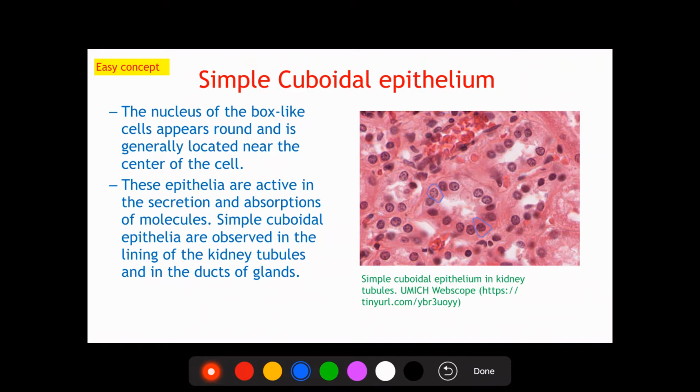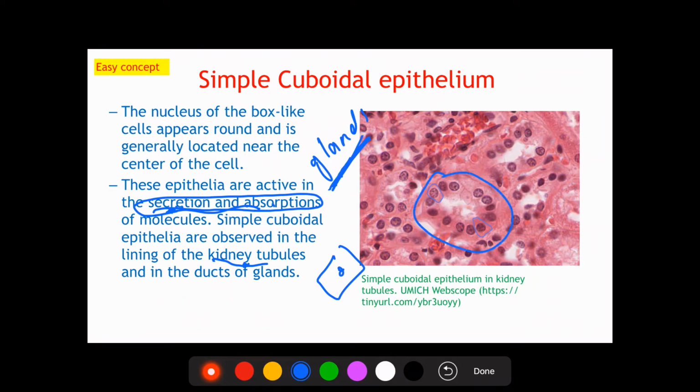Simple cuboidal, as we said, these are like cubes, and usually these are associated with absorption and secretions. So usually these are associated with the glands, like sweat glands, or also associated with kidneys, where there is secretion and absorption. Like the kidney example would fit with both secretion and absorption. If you want to go with the sweat gland, it's an example of secretion. And as you can see, this is how they would appear.